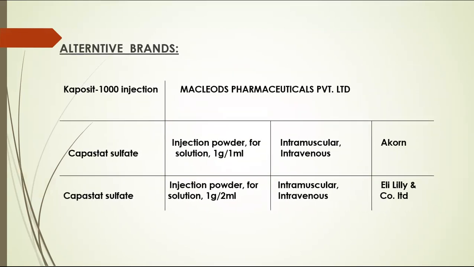Alternative brands: Capreomycin is available as Caposit 1000 injection by McLeod's Pharmaceutical Private Limited. It is also available as Capastat sulfate injection powder for solution, 1 gram per 1 ml, by Akorn. It is also available as Capastat sulfate by Eli Lilly and Co. Limited.